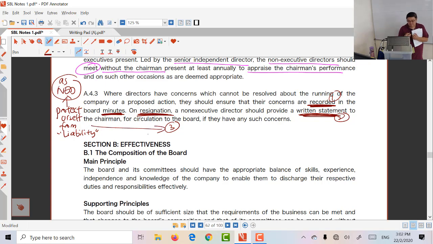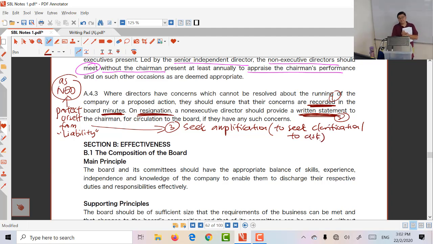As part of protecting yourself, one of the things you're asked to do is to seek clarification. Basically, to seek clarification, or we say to ask questions.